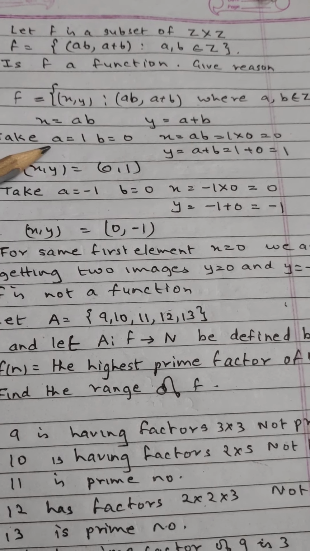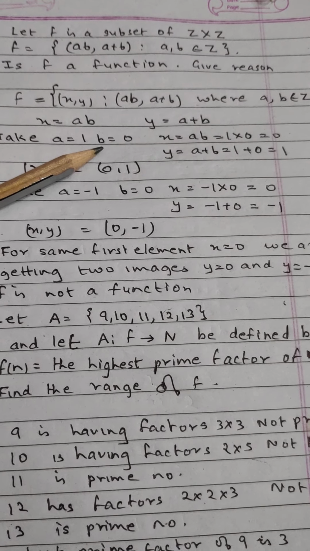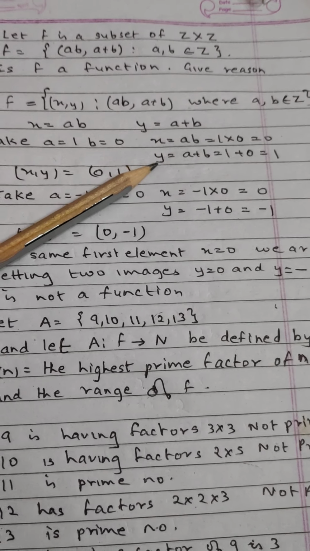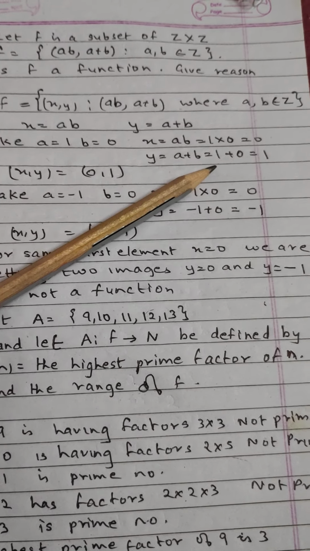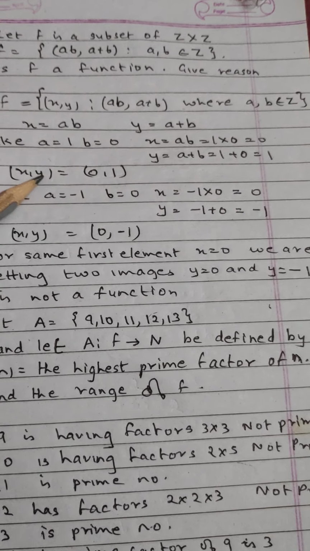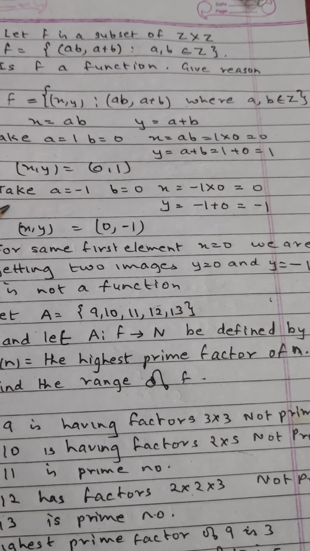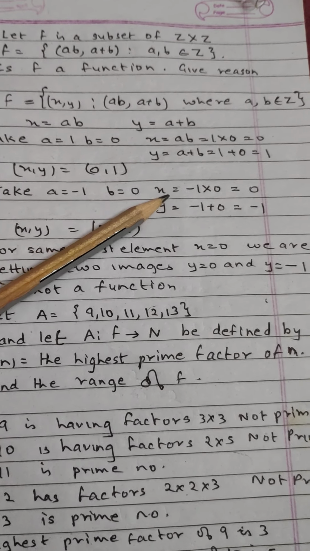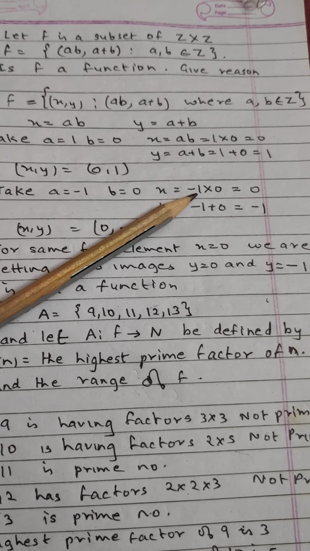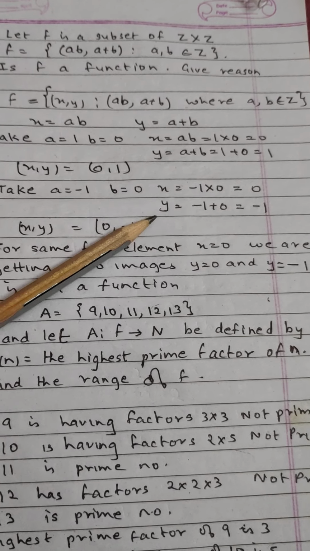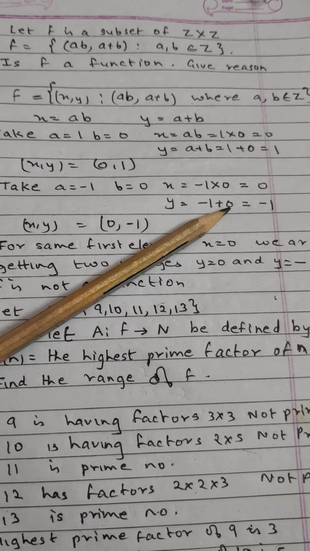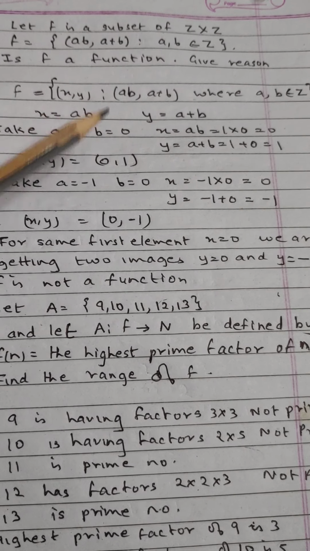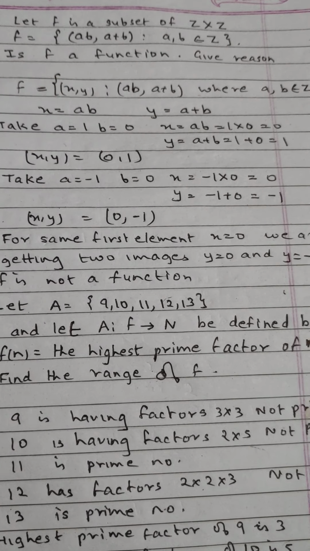Consider A is equal to 1, 1 is an integer. Consider B is equal to 0, B is also an integer. Their product is 0. Then what is the value of Y? Y is A plus B, 1 plus 0, that is 1. So (X, Y) is (0, 1). Consider A is minus 1, B is 0. This is our choice. X is A into B, minus 1 into 0, that is 0. Y is minus 1 plus 0, which is equal to minus 1. So (0, minus 1) belongs to F, and (0, 1) belongs to F.